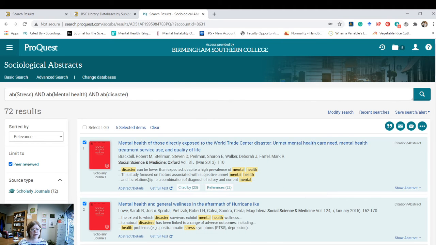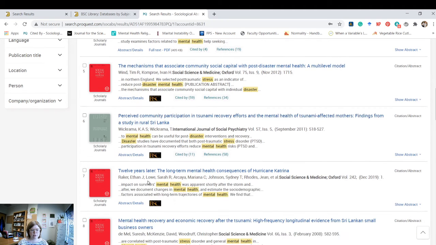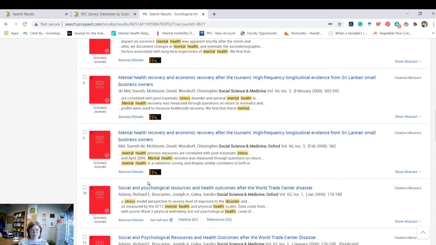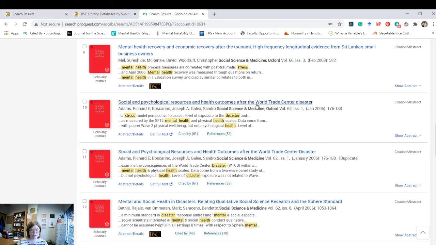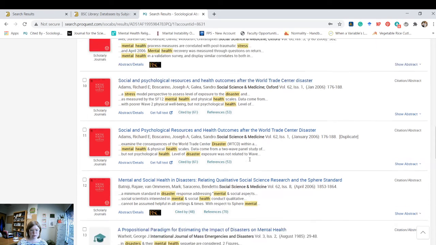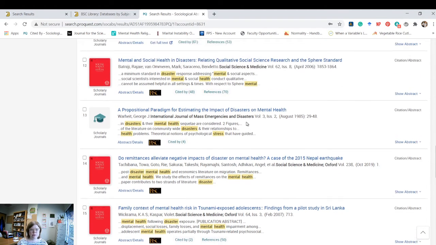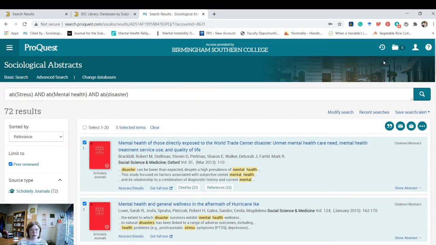So that gives me rather more results at 72. It includes non-natural disasters too, including some more natural disasters, but the World Trade Center disaster, other kinds of disasters. So this is generally how I would do library research. Now, let's modify my search.